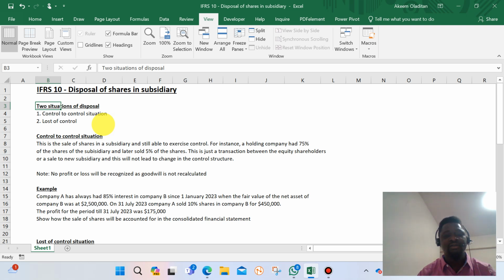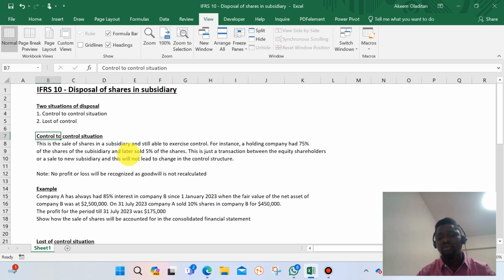When we say disposal of shares in subsidiary, this disposal can lead to two different scenarios. Number one is when we sell and we're still able to maintain control of the subsidiary. That is the control to control situation. The second scenario will be when we sell shares in the subsidiary and we lose control of that subsidiary. So those are the two situations we'll be discussing. The first one is the control to control situation.